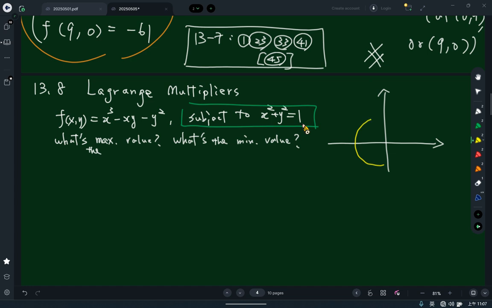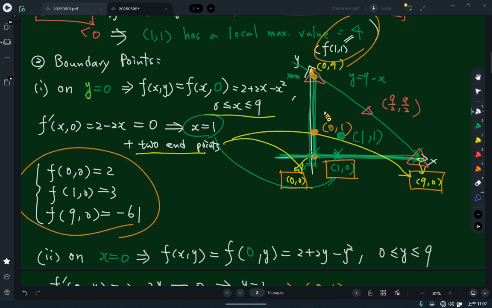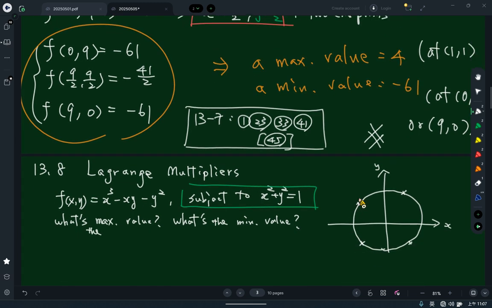So that means for any point on the circle, I just want to know at what point that can make the function have a maximum value or minimum value. But in the earlier case, this is a straight line, which is easier. But this is a circle.